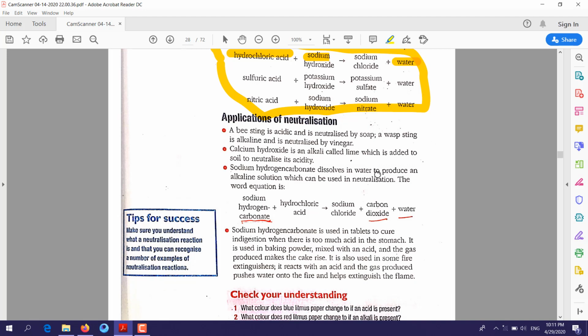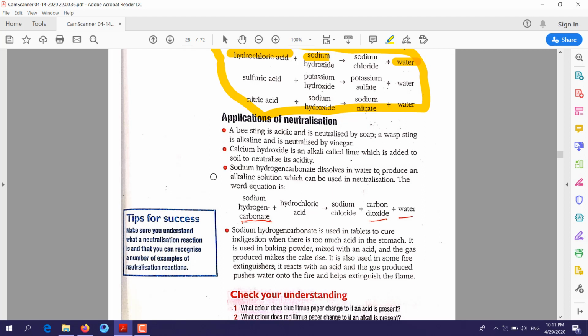Applications of neutralization. Here we have some examples of applications of neutralization. I prefer if you will use the examples that you have in your science book, okay? Because those examples will be included for the checkpoint. But also I will explain this.